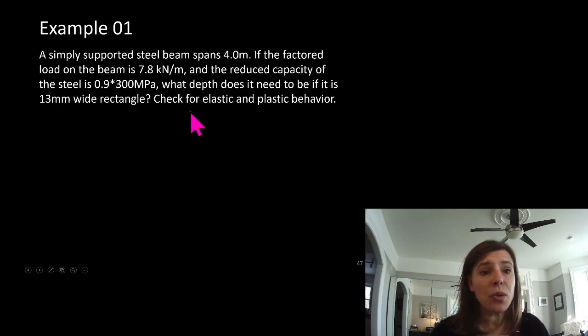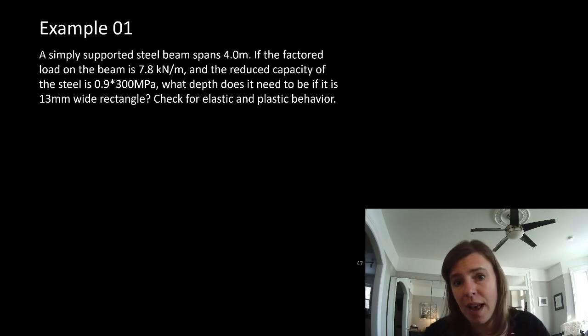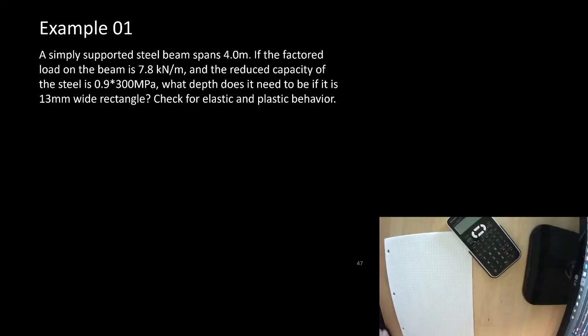All right, so let's do a few examples now. Let's look at a practical example. We have a simply supported beam that spans 4 meters. There's a factored load on the beam of 7.8 kilonewtons per meter, so we have a uniformly distributed line load. And the reduced capacity of the steel is 0.9 times 300 MPa.